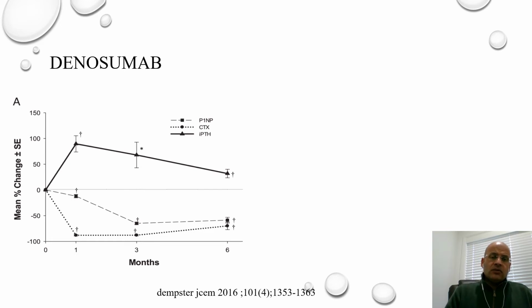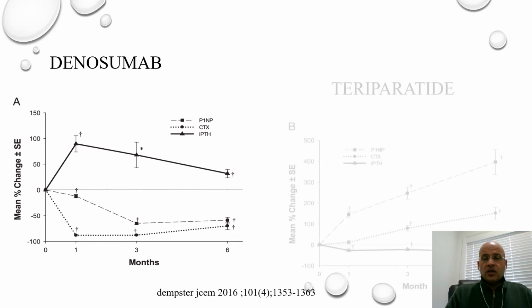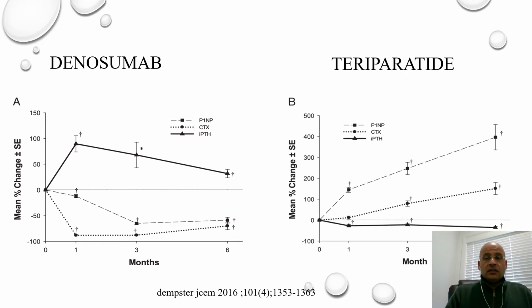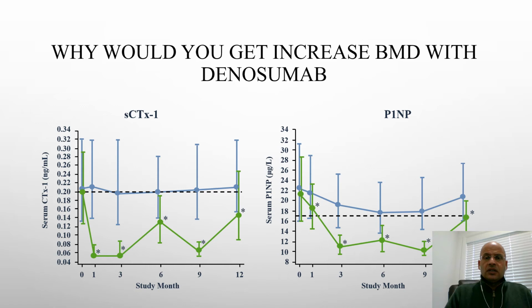Well, when you look at the profile, the PTH with denosumab goes up, and the CTX and P1NP go down. This is exactly the mirror image, the opposite of teriparatide. Teriparatide being an anabolic agent, what it does, it reduces PTH, increases P1NP and CTX. So if it has the mirror image of the biomarkers of anabolics, how does it improve the bone density?